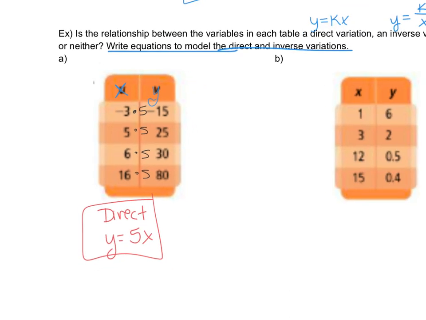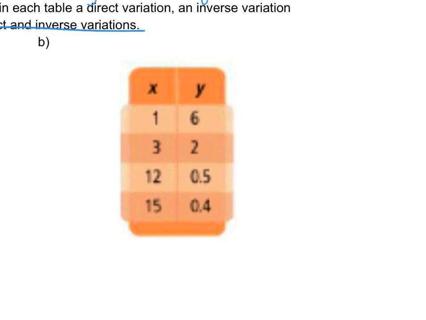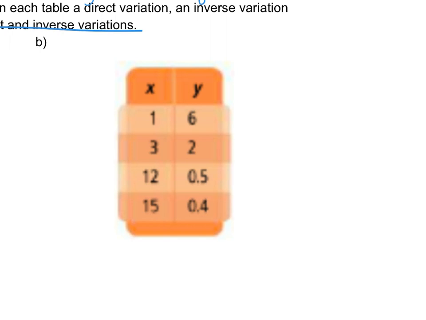So for me, I see direct variation a lot easier. Sometimes I have to struggle a little bit to see inverse variation, which you're about to see what happens. So first thing I always go to is direct. 1 times what is 6? Well, that would be 6. Is 3 times 6 2? Nope, that's not going to work.